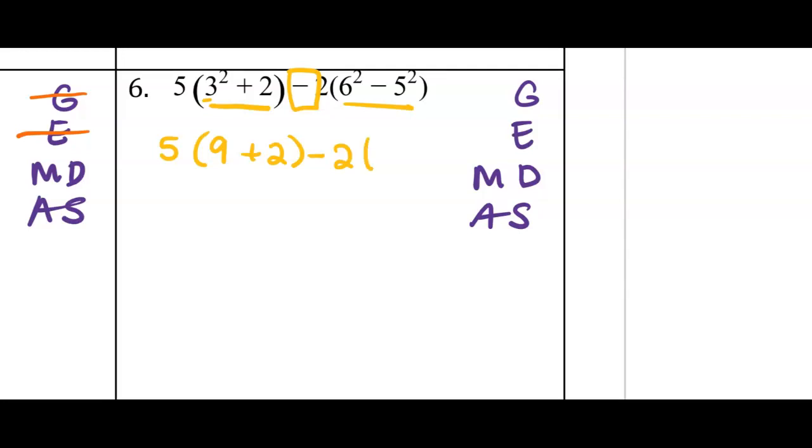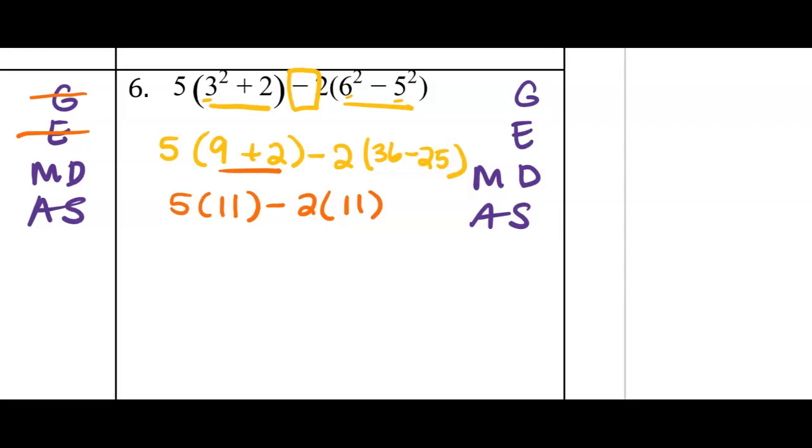So then within this one, it's also my exponents again. So 36 minus 25. Then I look through, have I gotten rid of my grouping symbols? I have not. So I'm going to go through and do my grouping symbols. So 9 plus 2 is 11 minus 2 times 11.